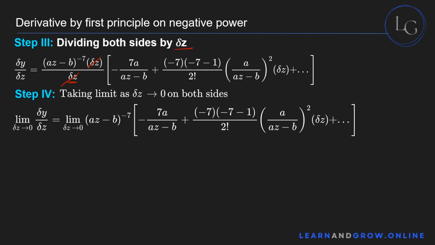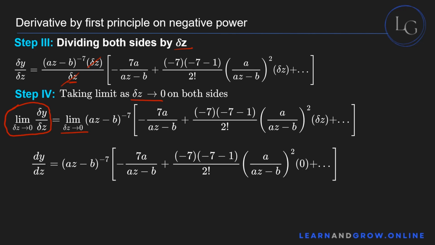And so you'll take the limit as delta z approaches 0 on the left hand side and the right hand side. So this left hand side becomes the expression for the derivative of y with respect to z, and on the right hand side you'll apply this limit as delta z approaches 0. So every delta z term in the right hand side will become 0. Every single term after this first term, which is this one here, that's being added up will have at least one delta z term.